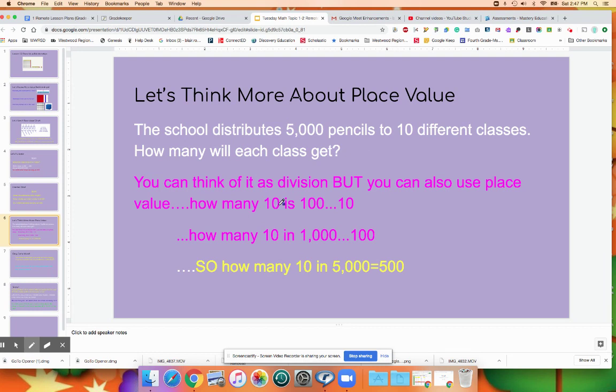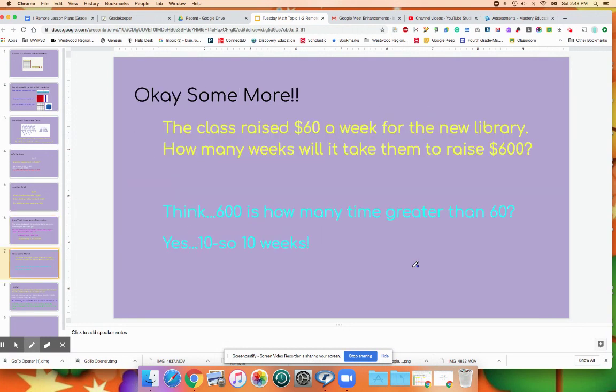Because I know, how many tens are in 100? 10. How many tens are in 1,000? There are 100 tens in 1,000. So how many tens would be in 5,000? Well, 500. Okay? All right, let's see.